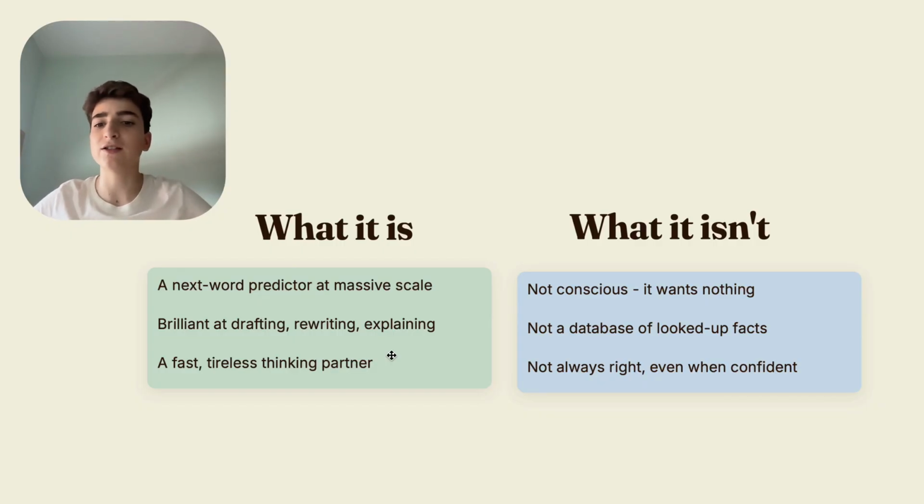And then, a fast, tireless thinking partner. It's like having a partner that you can ask anything and tell to do something, and it's tireless. It never rests. It's fast, even with the strongest models that we have right now. And what it is not: it's not conscious, it doesn't want anything, it cannot think on its own. You are the one that gives it the instructions and the tasks.